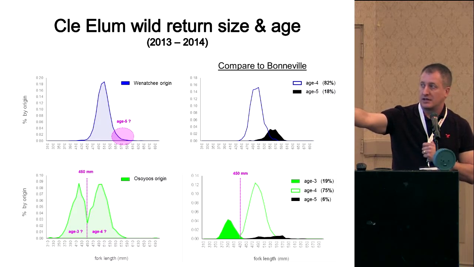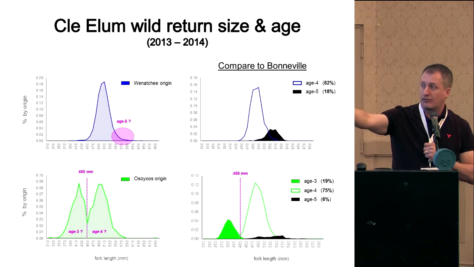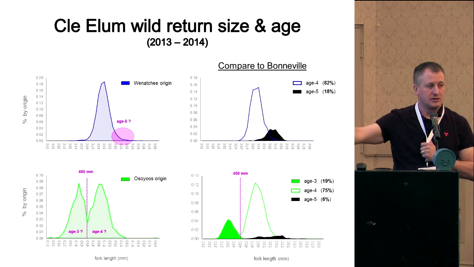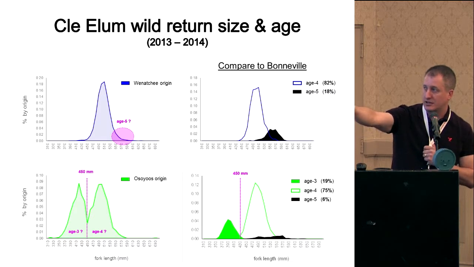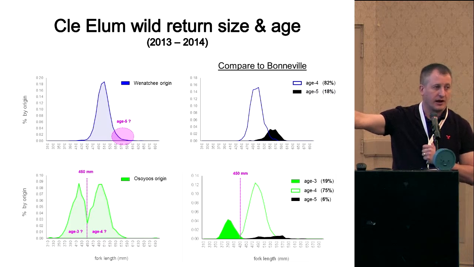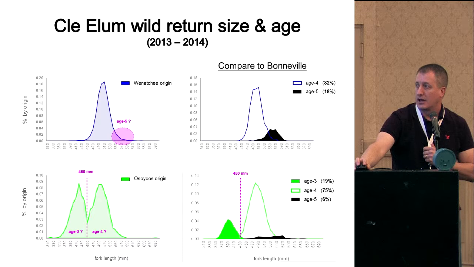But it sure looks to me like there's a disproportionate number of 3-year-old Sockeye fish coming back to Clay Ellen Lake. It's about 46% there, so you see that bimodal distribution. It looks like it's about equal between 2 age classes, whereas coming up the Columbia, it's only about 19% on average. So a disproportionate number of 3-year-olds returning to Clay Ellen.